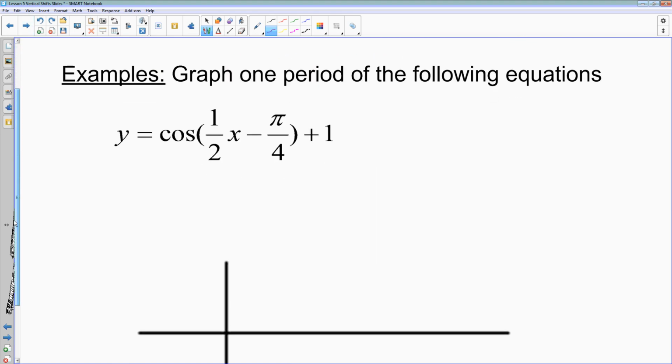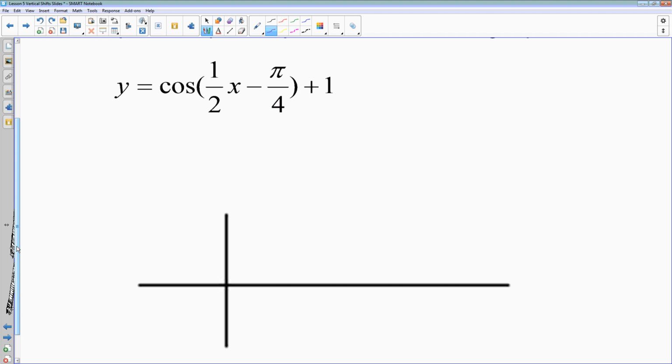Let's do 2 more. So these get a little bit more complicated, a little bit more to deal with. So my a value is still 1 for this one. My b value is 1/2. My c value is pi over 4, and the d value is 1. So it's kind of putting everything together, right?